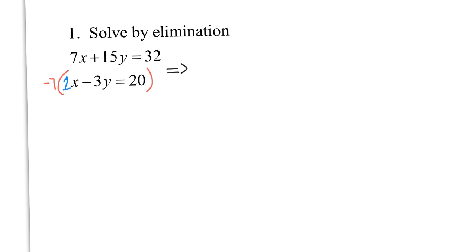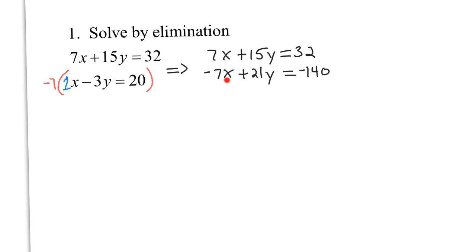The top equation stays the same, so I'm just going to rewrite it. And on the bottom equation, you have a negative 7x because you multiply negative 7 times 1. And then you multiply negative 7 times negative 3y. That's positive 21y. And then you multiply negative 7 times 20. And that's negative 140.